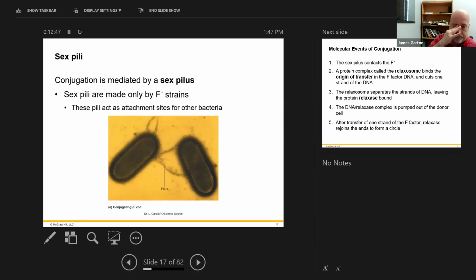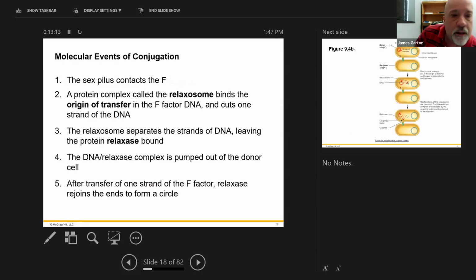Now, conjugation is started with the formation of what they call a sex pilus. And these pili are only made by F plus strains. And so there is a pilus between the two bacteria. And so the big events: the sex pilus contacts the F minus strain.